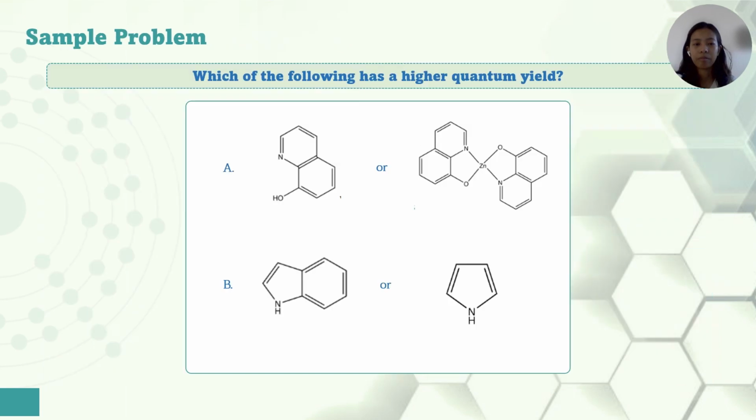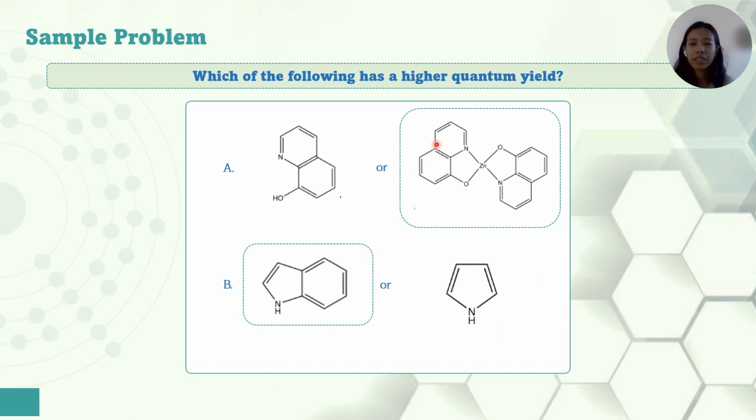Let us try to answer another sample problem. Which of the following among the sets has a higher quantum yield? For letter A, is it this structure or this? For letter A, the 8-hydroxyquinoline with zinc complex has a higher quantum yield because of its rigid structure as compared to only this 8-hydroxyquinoline structure. Remember that structural rigidity is directly proportional to quantum yield.